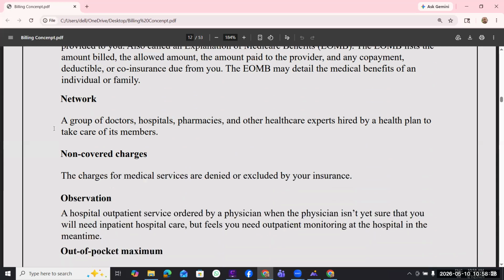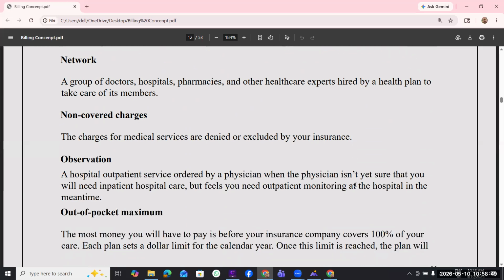Network. What is a network? A group of doctors, hospitals, pharmacists, and other health care experts hired by the health plan to take care of its members. That is called a network. Non-covered charges: the charges for medical services that are denied or excluded by your insurance company, your current insurance.